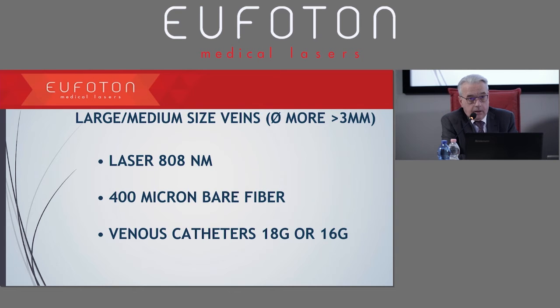So let's get into the details of what we do and what we should prepare when we have to treat these reticular veins with a diameter of more than 3 millimeters. Laser 808 with a 400 micron bare fiber, or 600 if we work on the collaterals, with a catheter, considering the size of the fibers, 18G or 16G.